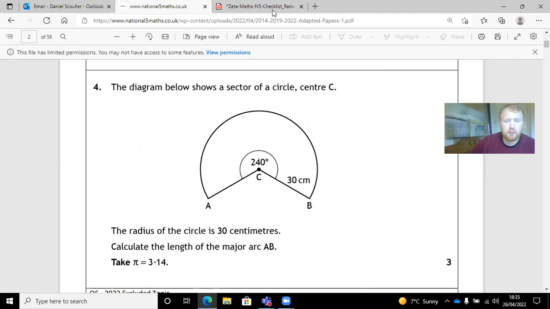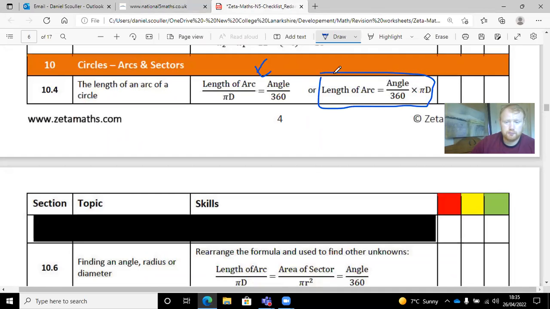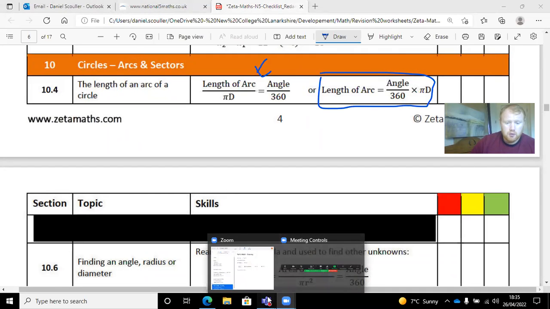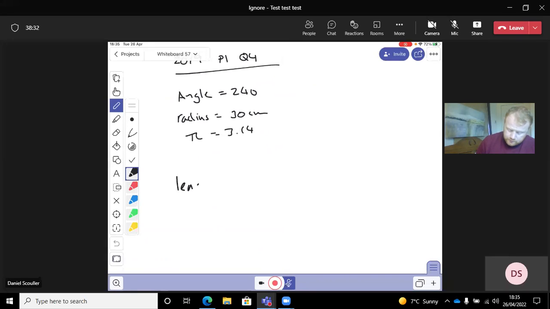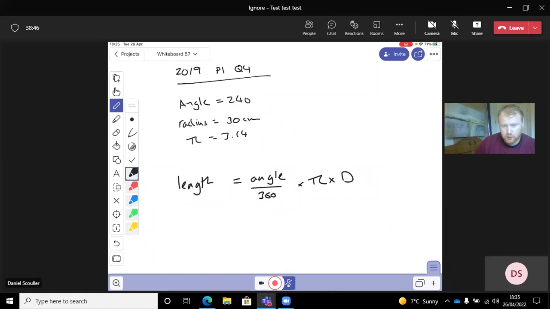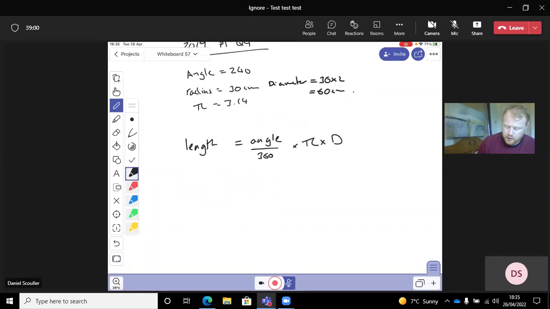Okay, and we're asked to calculate the major arc using this formula. So let's write that formula out. Length of arc is equal to the angle over 360 multiplied by pi multiplied by the diameter. The first thing we want to do is work out what the diameter is. So diameter is just 30 times 2, which is 60 centimeters. So we can put that in as well.